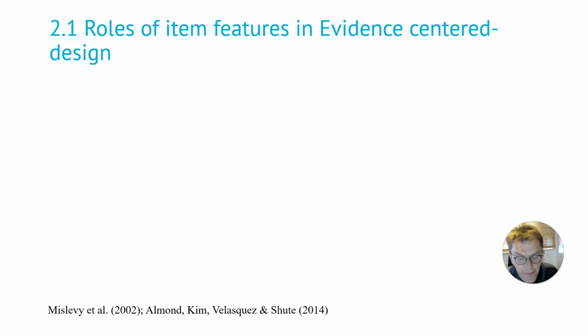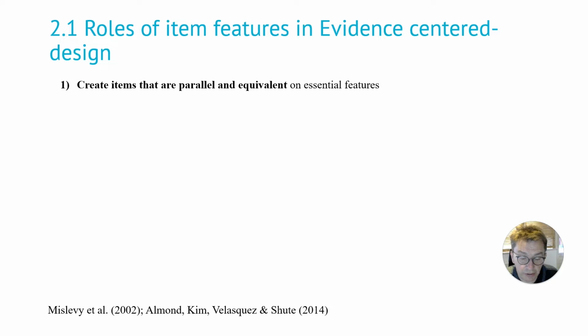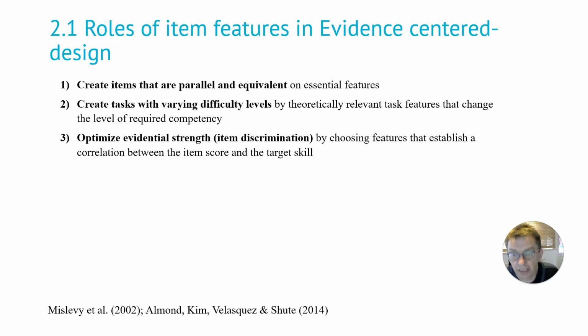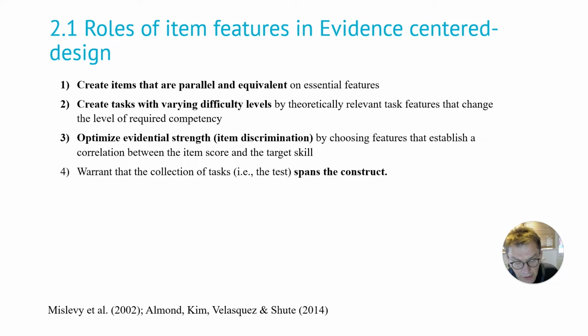Item features play various roles in evidence-centered design. I mentioned 4 of them. First of all, to create items that are parallel and equivalent on essential features. Second, task varying in difficulty levels by theoretically relevant task features that change the level of required competency. Third, optimize item discrimination or evidential strength by choosing the features that establish a correlation between the item score and the target skill. Fourth, to warrant that the collection of items spans the full construct. The features more or less define this span.